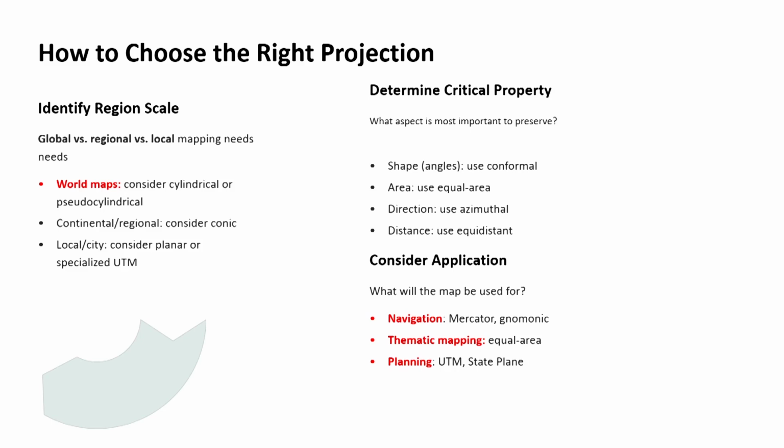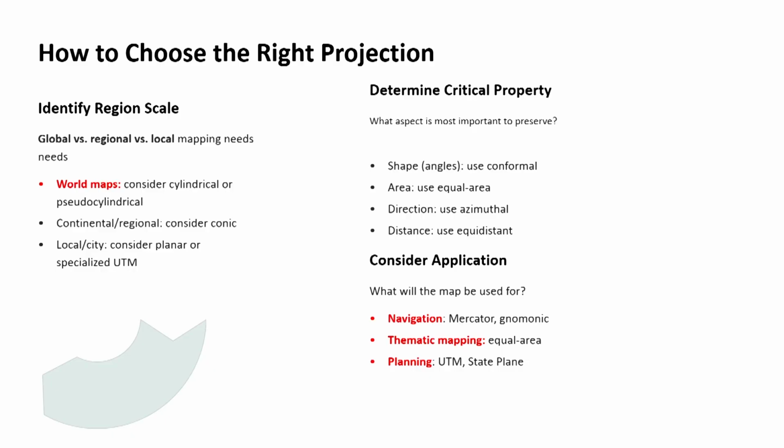Let us move on to the next topic, how to choose the right projection. This is very important. Being a cartographer or a geospatial expert, you have to be very clear in choosing the right projection. If you do not choose the right projection, then you may not get an accurate result. So again, identifying the regions we have discussed: at the global level what you have to do, at the regional level what you have to do, and at the local level what you have to do.